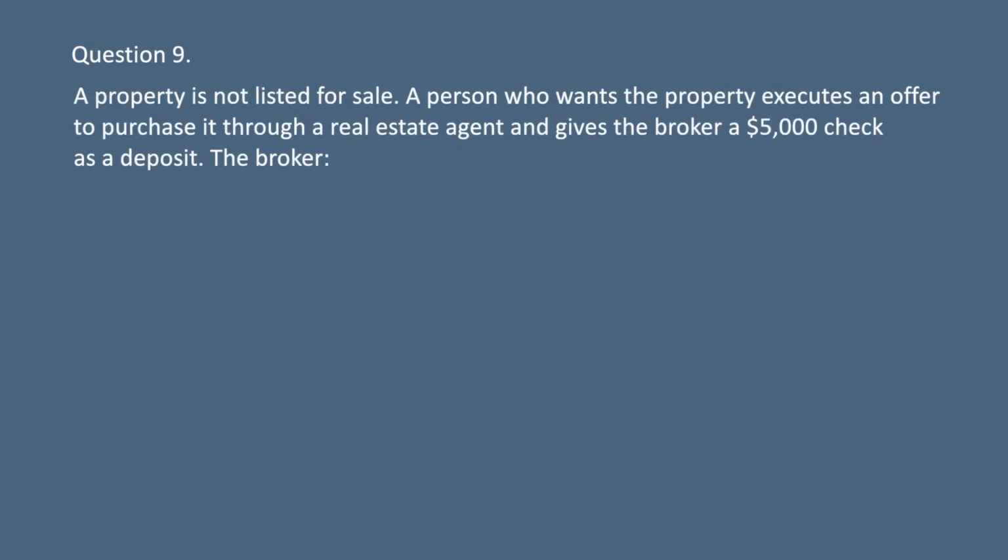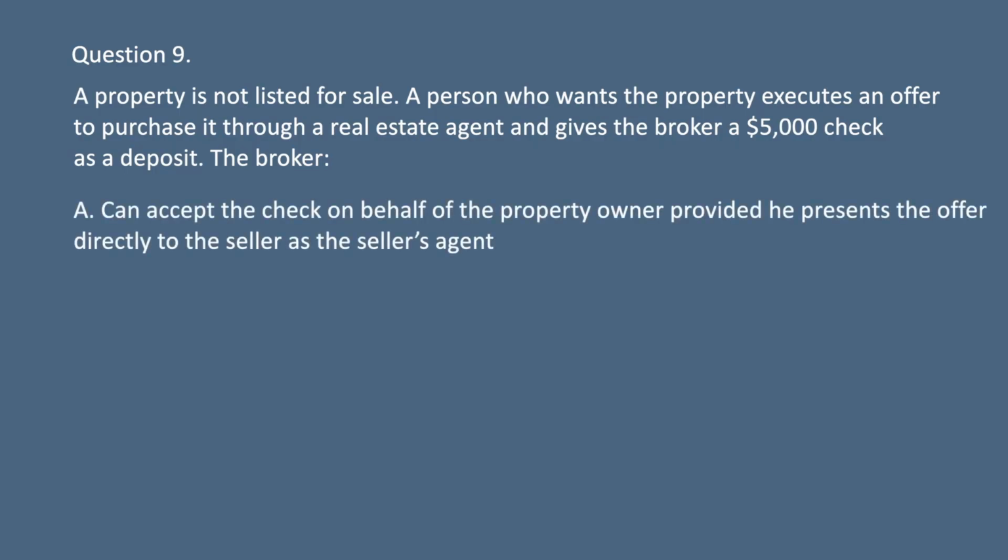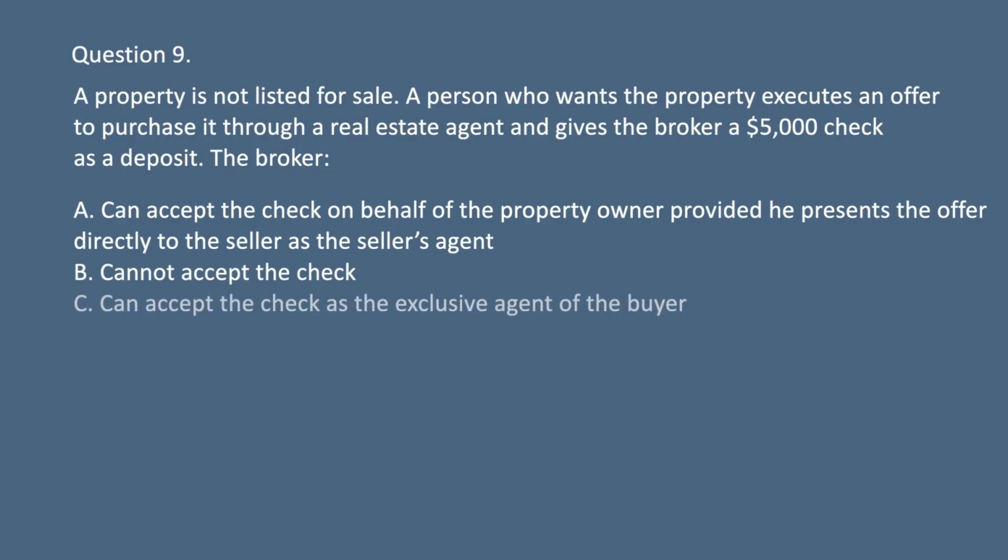Question 9. A property is not listed for sale. A person who wants the property executes an offer to purchase it through a real estate agent and gives the broker a $5,000 check as a deposit. The broker A. Can accept the check on behalf of the property owner provided he presents the offer directly to the seller as the seller's agent. B. Cannot accept the check. C. Can accept the check as the exclusive agent of the buyer. D. None of the above.